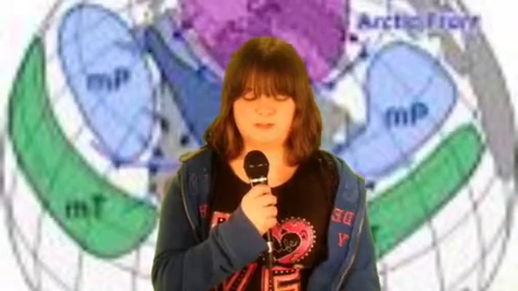Here are the 5 air masses I'm going to be talking about. The first air mass is maritime polar. This air mass forms to the west, as you can see on the screen. The air mass is cool, moist, and stable air. The weather it brings is rain and snow.